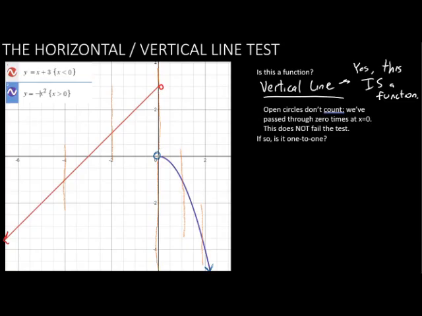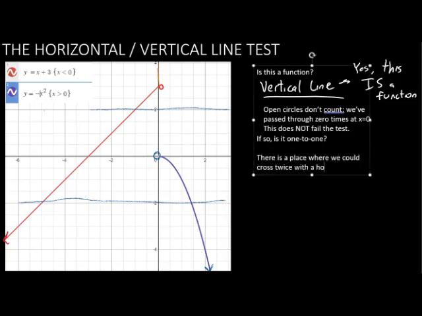However, let's check if it's one-to-one. Now we'll clear off the vertical lines and start drawing horizontal ones. If we draw a horizontal line through this part of the red piece that I'm marking, you can see it only crosses through once. However, if we go further down, we can see there is a place where we can draw a horizontal line that crosses through both the red and the blue. Since we have effectively failed the horizontal line test somewhere, this means that it's not one-to-one.